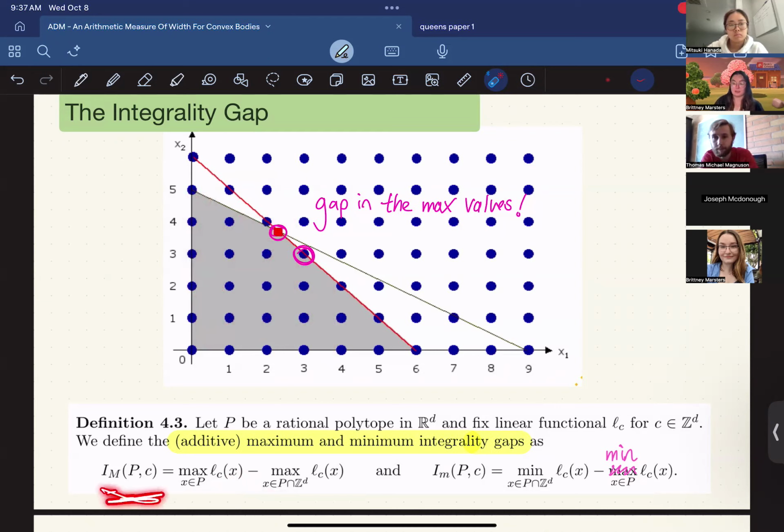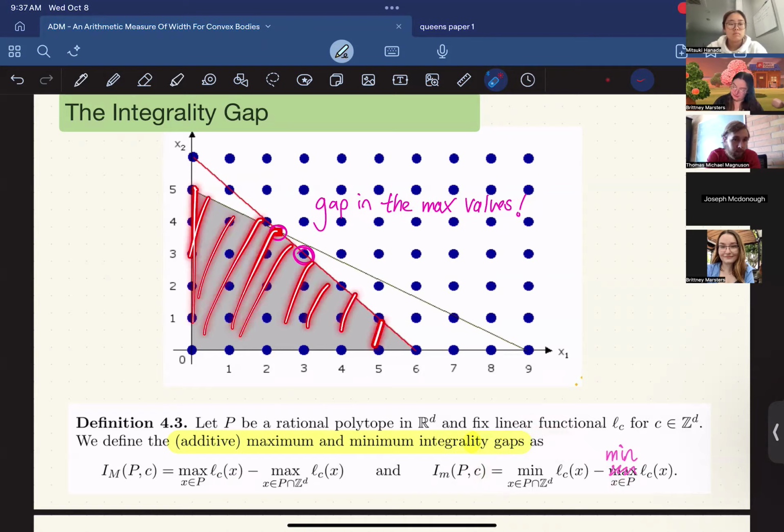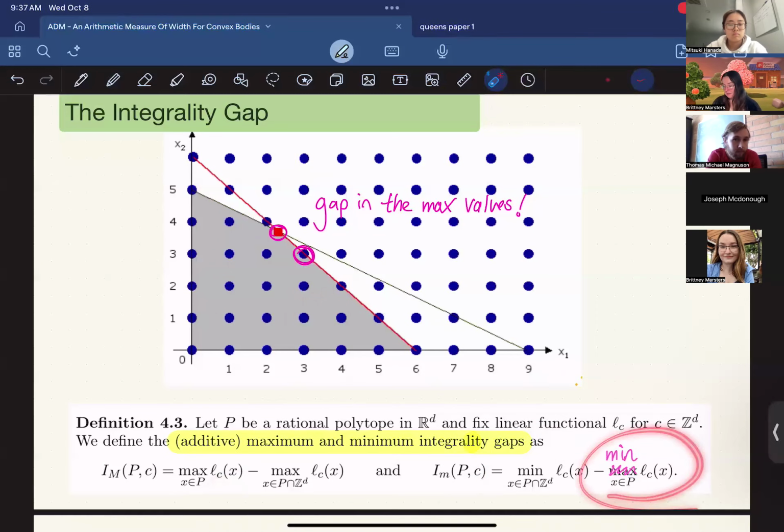and I'm going to call it the maximum integrality gap. And we also have the minimum integrality gap, right? You take the minimum on the actual real polytope minus the minimum on the lattice. Or, well, I've swapped them, but you get what I'm saying, all right? And it turns out this idea of thinking about dilation as translating gaps lets us say something kind of nice about these two quantities.